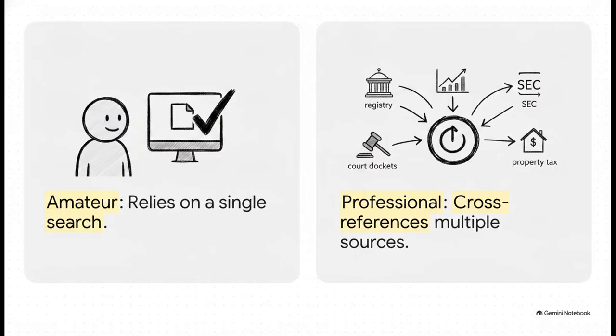So what really separates the true professionals from the rest of us? Well, it all comes down to one word: corroboration. An amateur does a quick Google search and just accepts whatever pops up on the first page as the absolute truth. A professional OSINT investigator, they never trust a single source. If they find a name, they verify it against a business registry. They check the SEC filings, they pull the PACER court dockets, and they look at historic property tax records. They rigorously cross-reference absolutely everything.